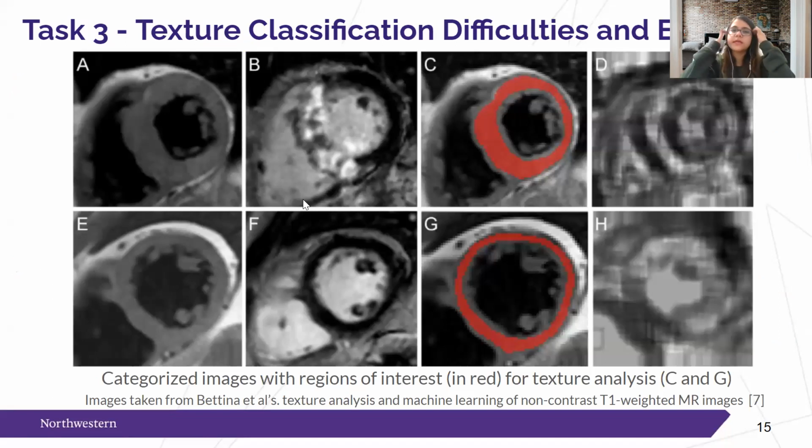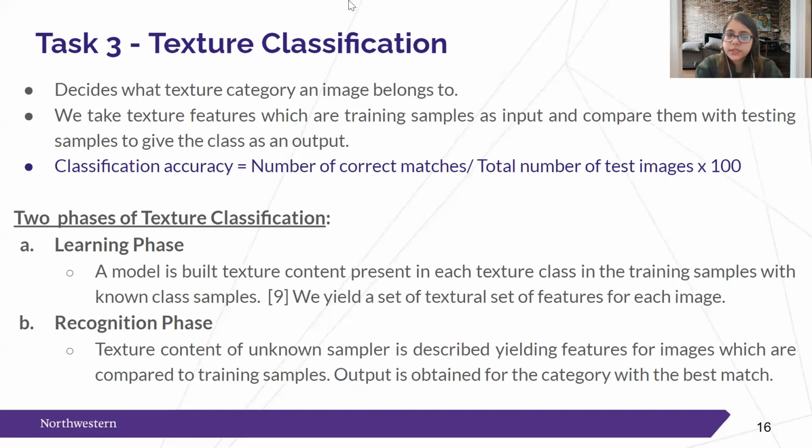Now, over here you can see we want to perform texture classification. So these different images, or ROIs, have been assigned to predetermined label classes from A to H. And the ones we are concerned with are the ROIs marked in red. Texture classification decides what category or what label an image belongs to. As we saw there, the ROIs we were concerned with belonged to category C and H.